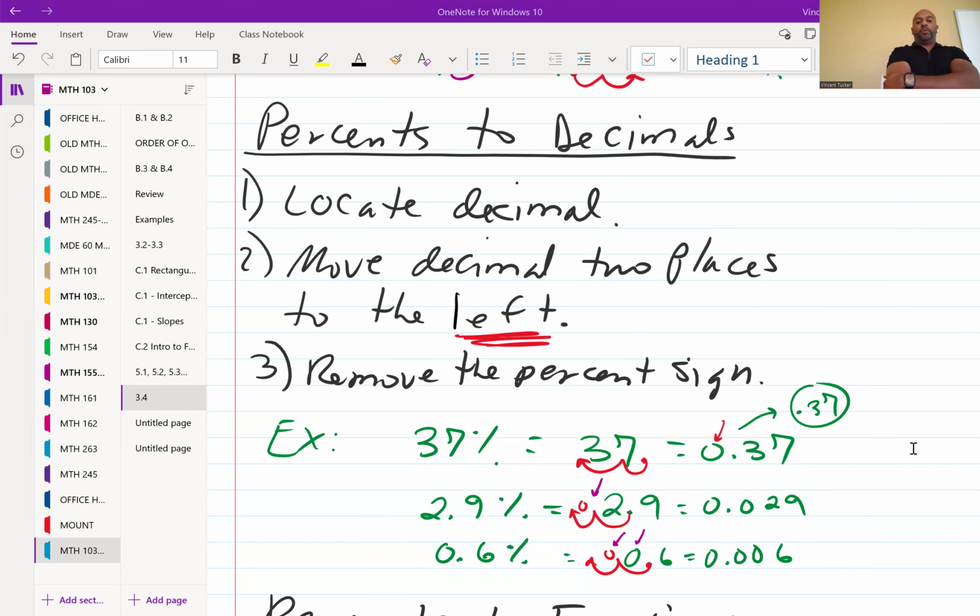And then 0.6%. Once again, move your decimal two places to the left. It's 0.006. That's the decimal.